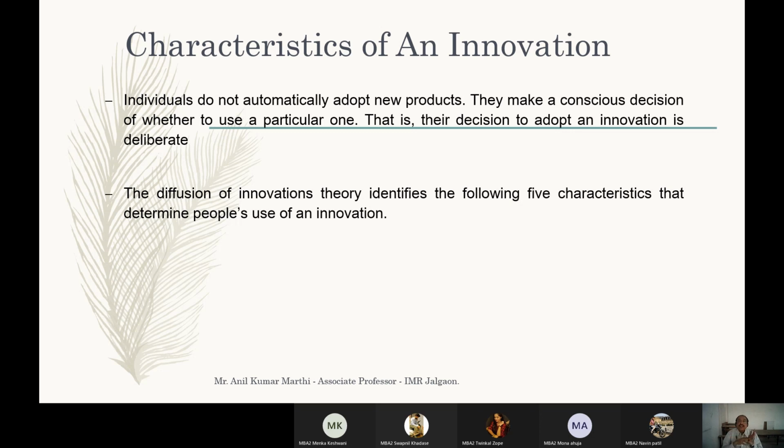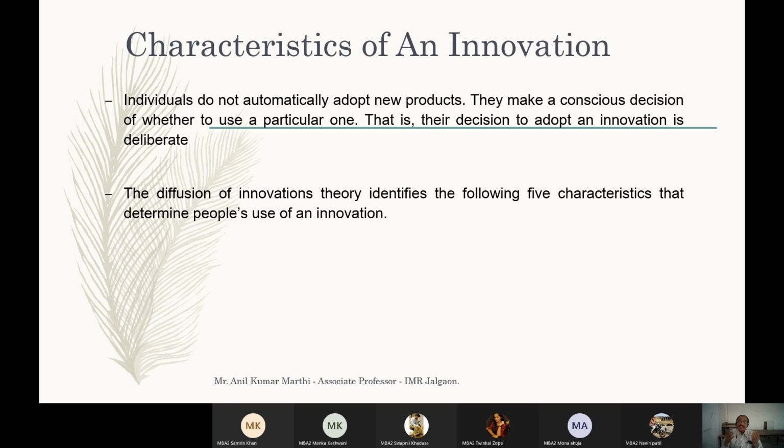Right? Like that, you don't really adopt a new product immediately. हमको बहुत कॉन्शियस डिसीजन लेना पड़ता है. मतलब बहुत सारे कंसिडरेशंस को कंसिडर करके उसके बाद हम उस नया प्रोडक्ट या इनोवेटेड प्रोडक्ट को अडॉप्ट करते हैं. So that is the first characteristic of innovation, right?